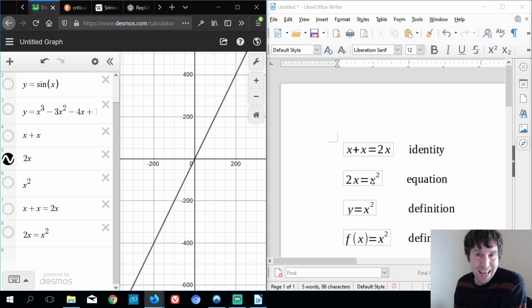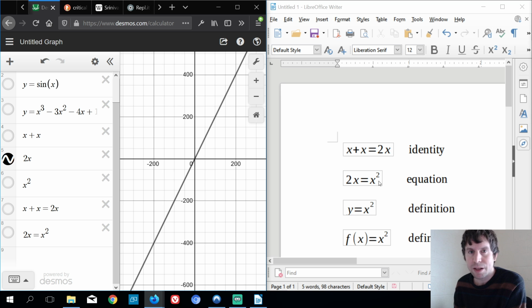If I plug in 10, I get 20 equals 100, which is also false. It doesn't make a true statement. If I plug in 0, I get 2 times 0 is 0, equals 0 squared, which is also 0.